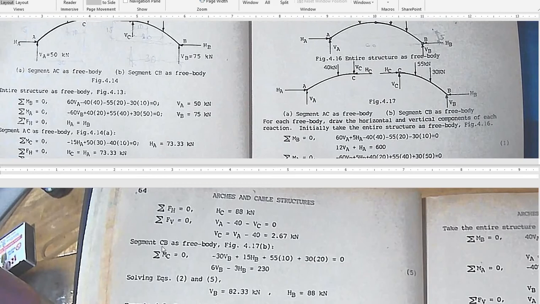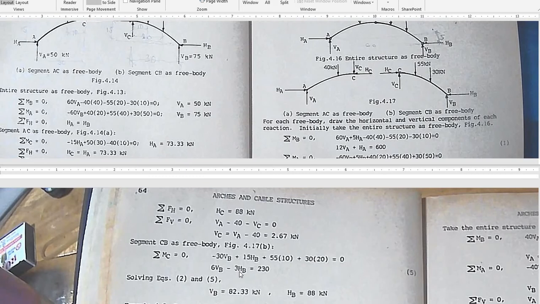Now, let's go to segment CB. Ito siya. Summation moment at C is equal to 0. Dito tayo ngayon magte-take moment. So, we have minus 30 times VB, minus dahil si V sub B counterclockwise and 30 is the lever arm, plus 15 times HB. 15 is the lever arm of H sub B. And then positive dahil HB will cause a clockwise rotation and then plus 55 times 10 plus 30 times 20 is equal to 0. So you simplify this, you have 6VB minus 3HB is equal to 230.